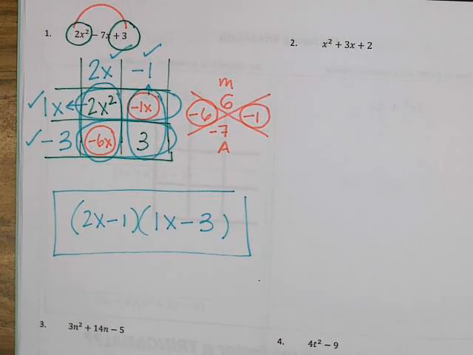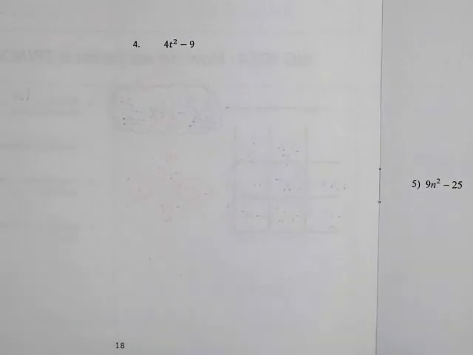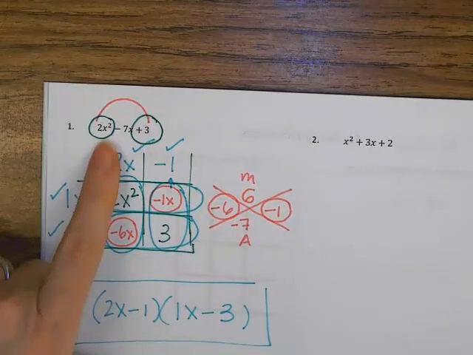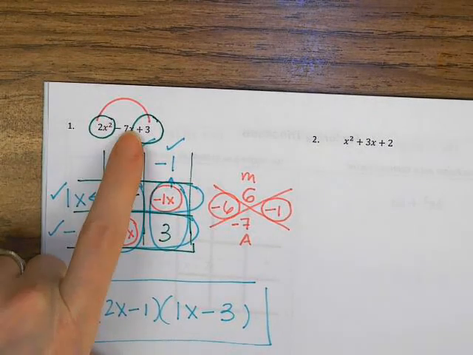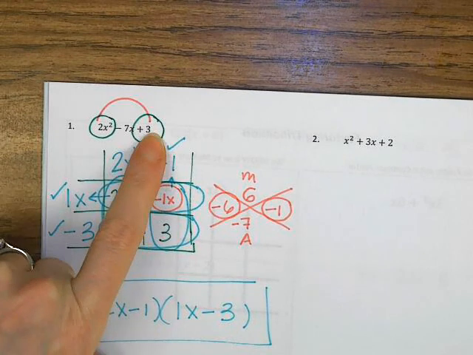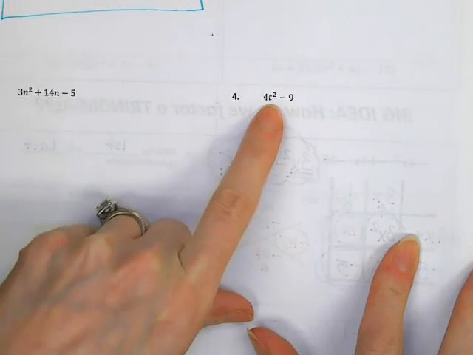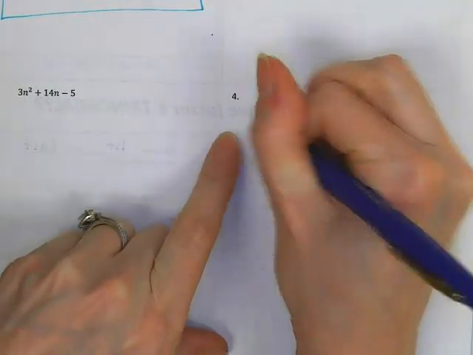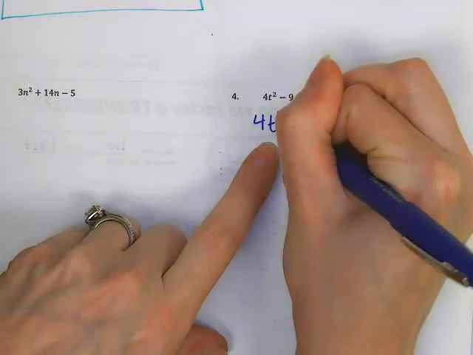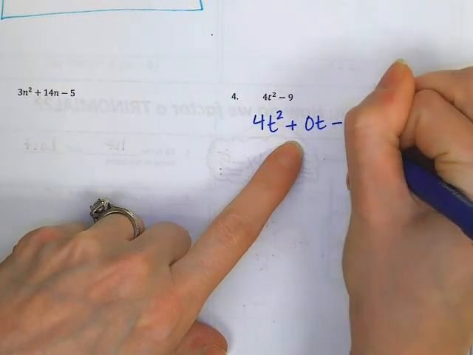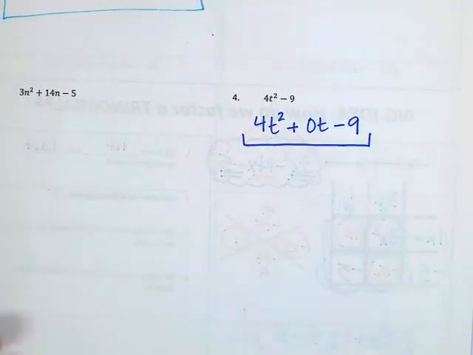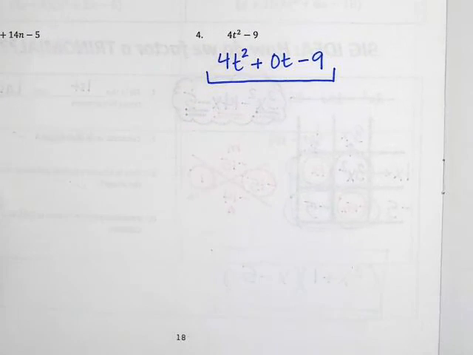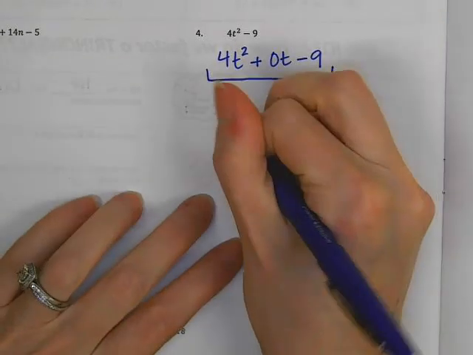Now let's do one more that maybe looks a little bit different. Number 4. What do you do if there's only 2 terms? Well, if you notice, usually there's a squared and then a single and then no x. So this one, we got the squared and we got the no variable, but we're missing the single. So whenever this happens, I would just put a 0 there. Rewrite it so you have 3 terms, and then the middle term is just a 0. And now we can do the box.